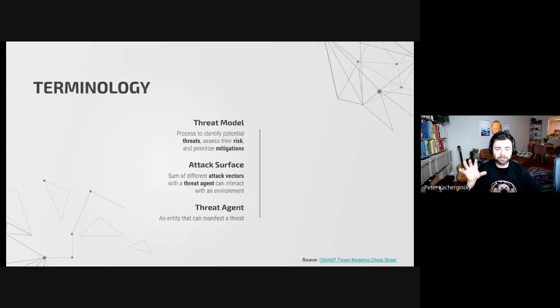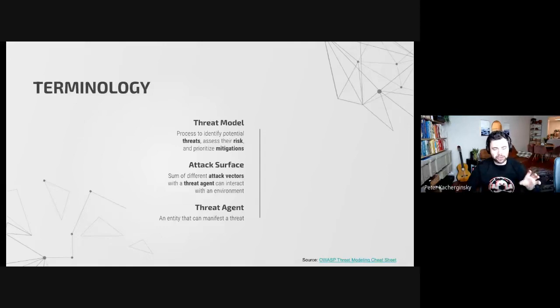A threat model itself is a process to identify potential threats. So we want to enumerate all the different ways that things can go wrong. We can assess those threats. What is the risk coming from them? Are they basically gonna result in me losing money, or is it just a denial of service or some other maybe less critical impact? And also later on, we'll use that to prioritize mitigations. Why would we spend hours or weeks trying to address a risk which is not really that impactful?